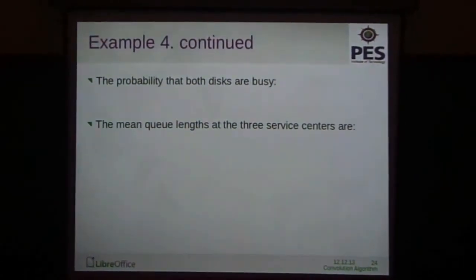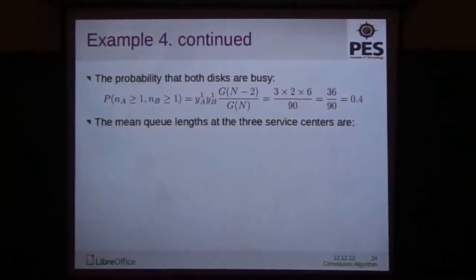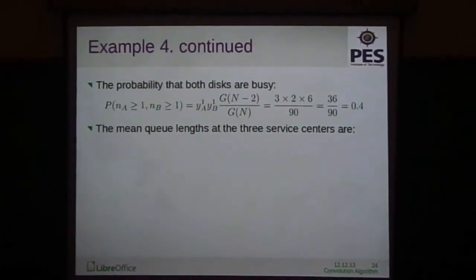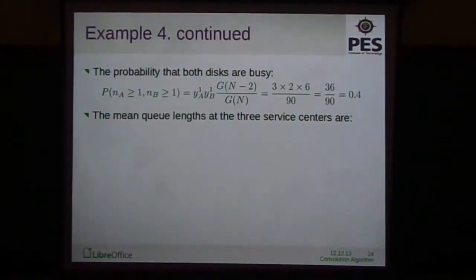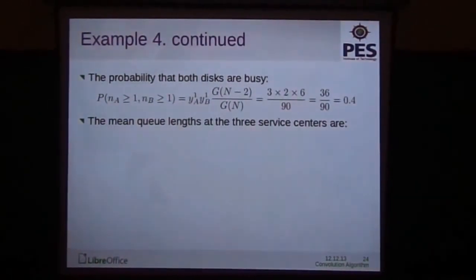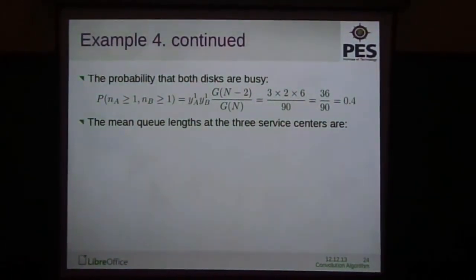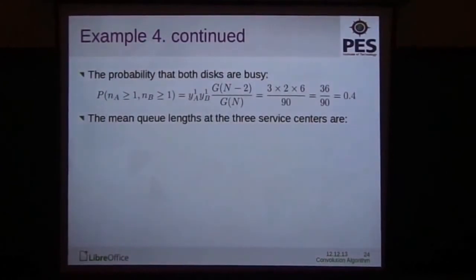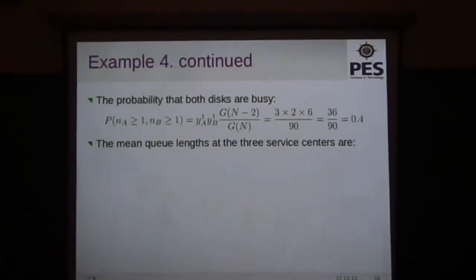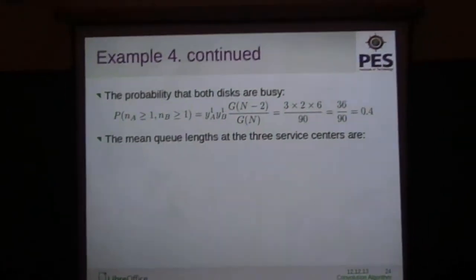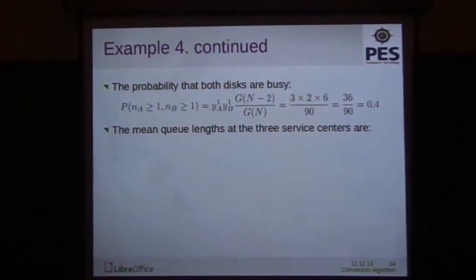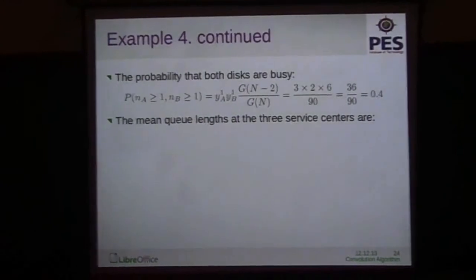The probability that both disks are busy is given by the joint probability of having one or more jobs at disk A and one or more jobs at disk B. That is P of Na greater than or equal to 1, Nb greater than or equal to 1, equals ya yb into g of n minus 2 by gn, equals 3 into 2 into 6 by 90, which is 0.4.